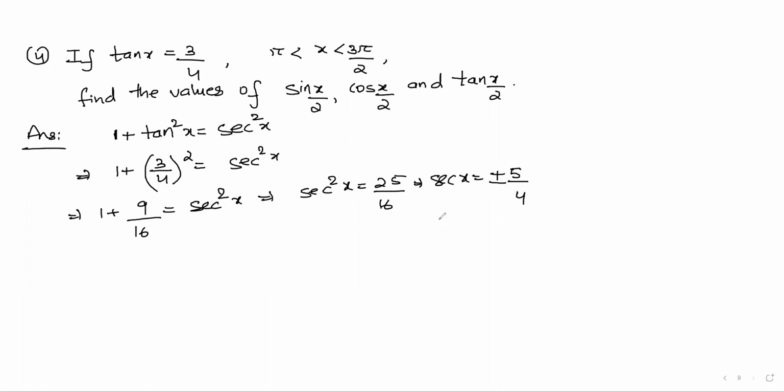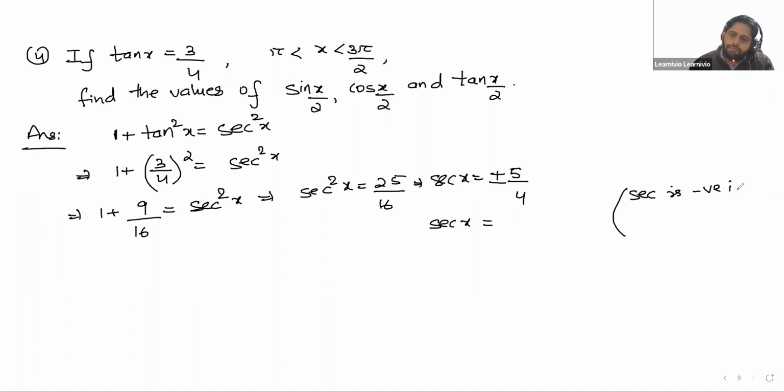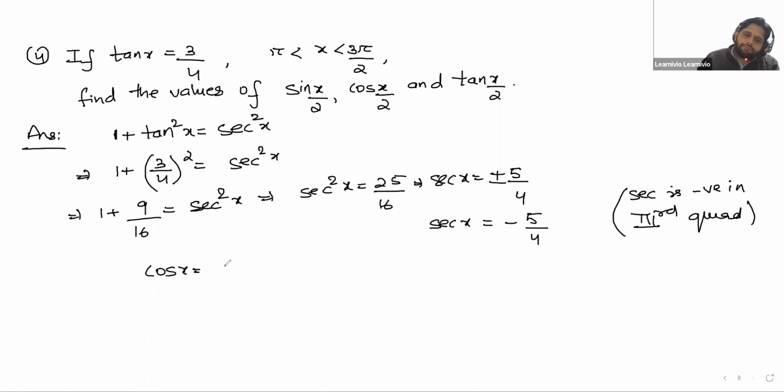Now, can you tell me in which quadrant this will lie? Will it lie in the second quadrant or the third quadrant? Between pi and 3 pi by 2. In the third quadrant, what is sec, positive or negative? Sec is negative in the third quadrant. So what will we take? We will take negative 5 by 4. So if sec is this, then what is cos? Minus 4 by 5. This is correct? Yes, sir.